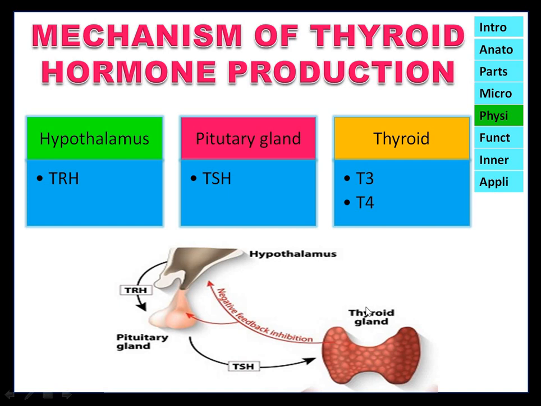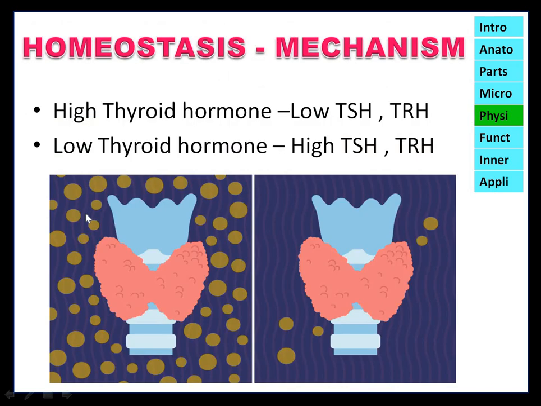If our body needs less thyroid hormone, then it sends the negative signal to the hypothalamus and pituitary. So these glands stop the production of these hormones. So the thyroid gland stops the production of thyroid hormones. If our blood has a high amount of thyroid hormone, it sends a negative signal to the pituitary and hypothalamus. So a low amount of TSH and TRH is present. If our blood has a low level of thyroid hormone, the pituitary and hypothalamus send the TSH and TRH.